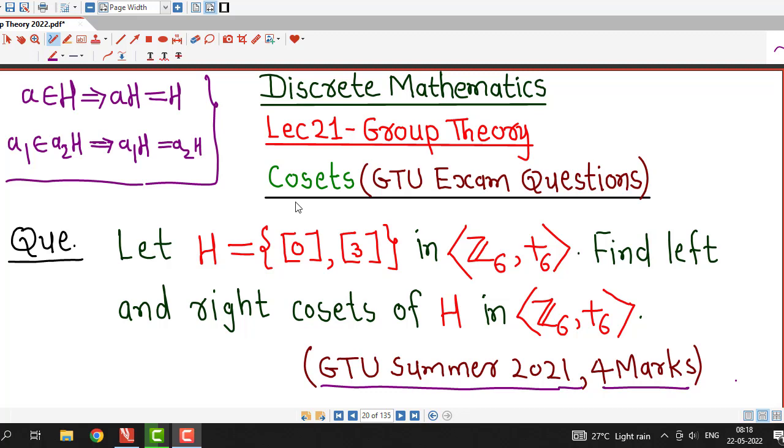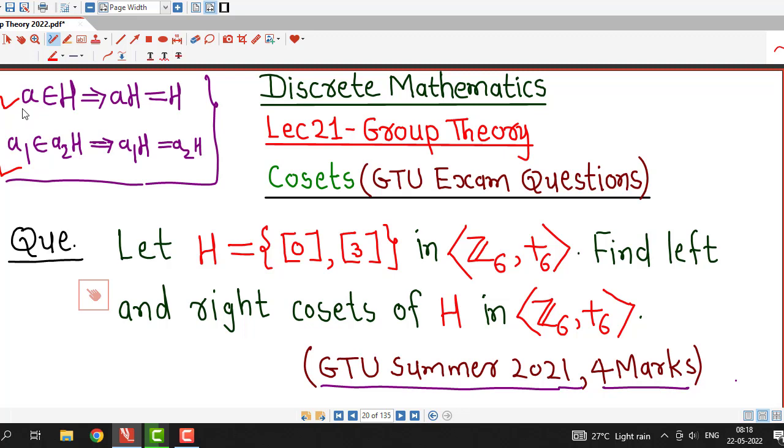In this lecture we will discuss one question on finding left and right cosets of a subgroup. This question was asked in the GTU Summer 2021 exam. And we will use these two properties which we are familiar with to decide the left and right cosets.